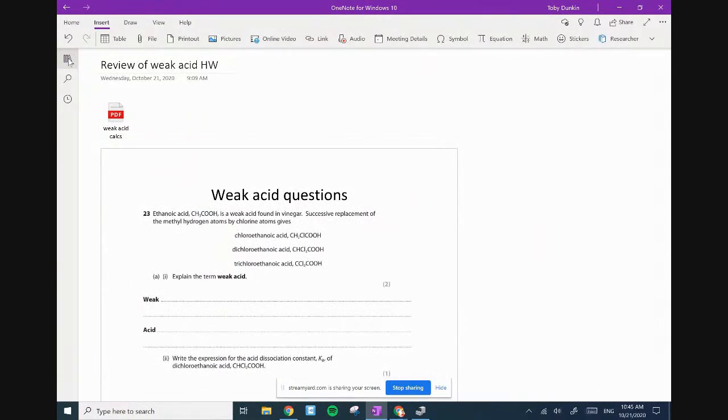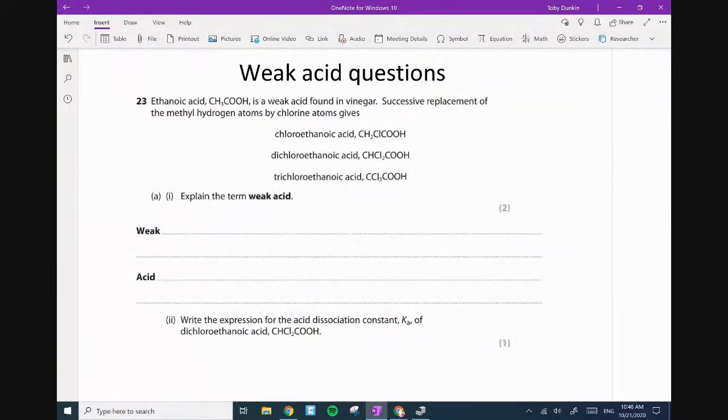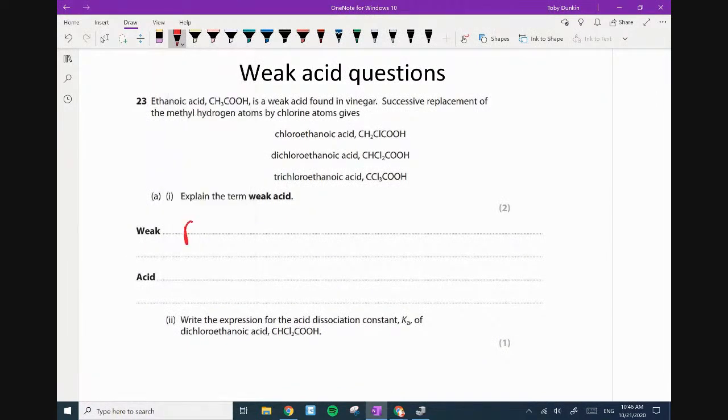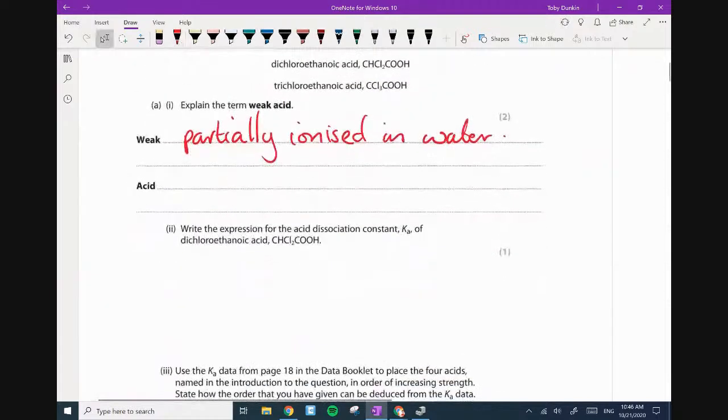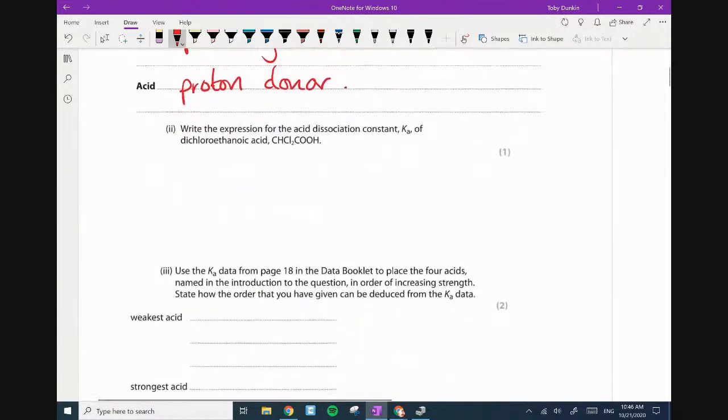Okay, guys, so your weak acid homework. Number one, explain the term weak in terms of acids. I'm going to do this in red. Explain the term weak. Partially, you're not allowed to write down not fully. Partially ionized in water. Step number two, acid. It is a proton donor. Proton donor.